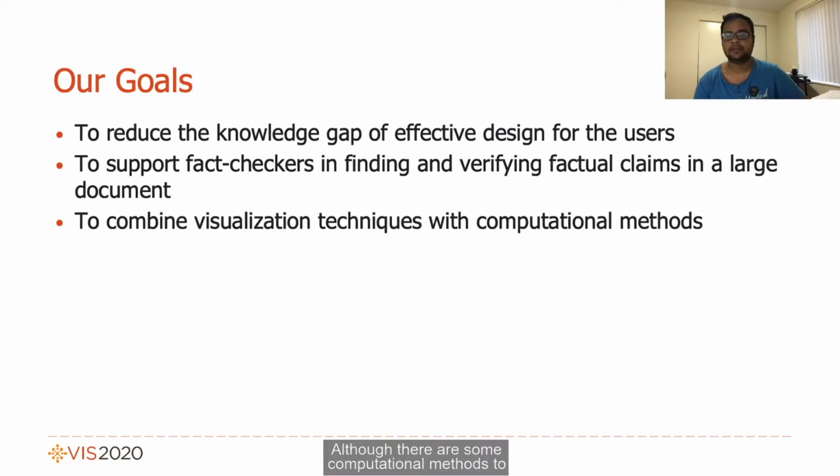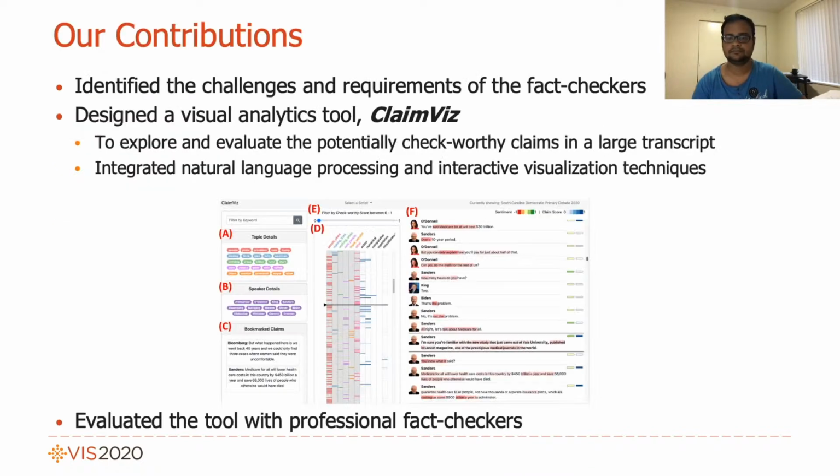Although there are some computational methods to identify factual claims automatically, there is a knowledge gap of designing an effective system for the users to take advantage of computational methods. In our work, we aim to reduce this gap. So our goal is to design a system where we can combine natural language processing with visualization techniques that could support the users in spotting and verifying claims.